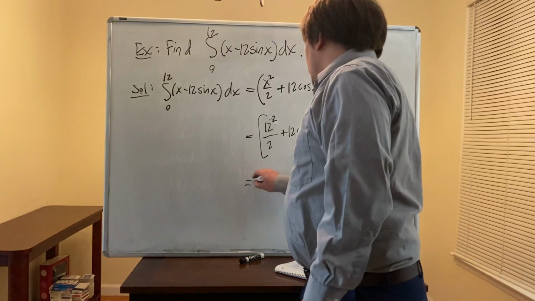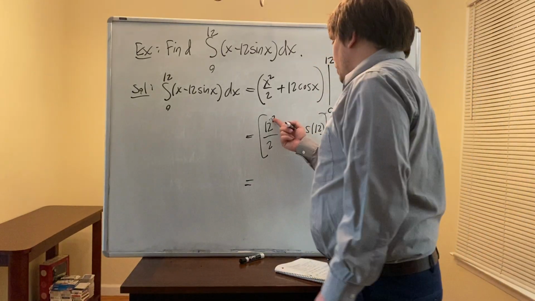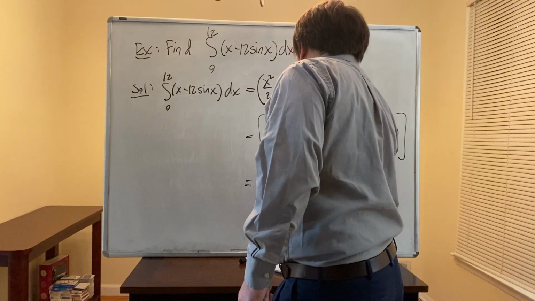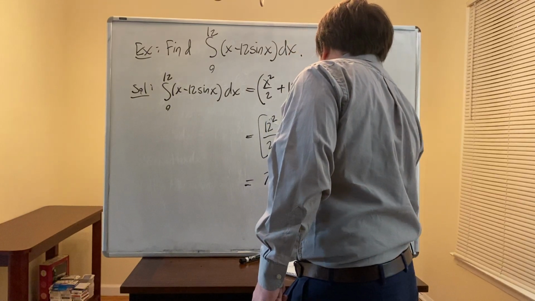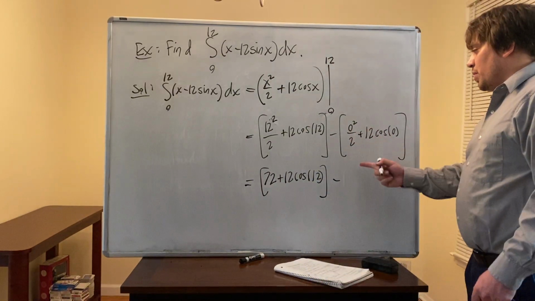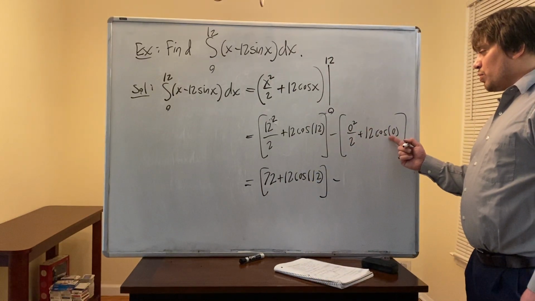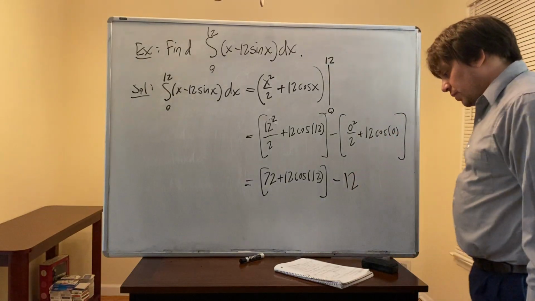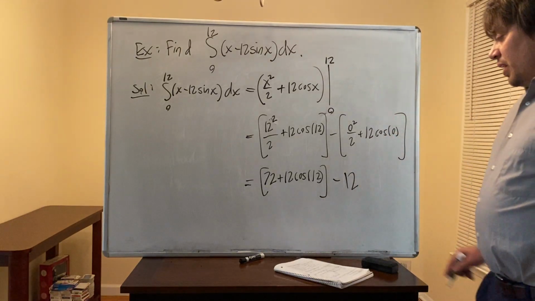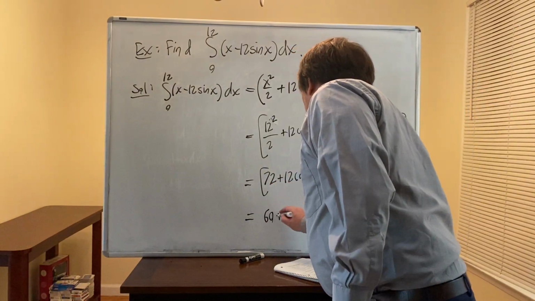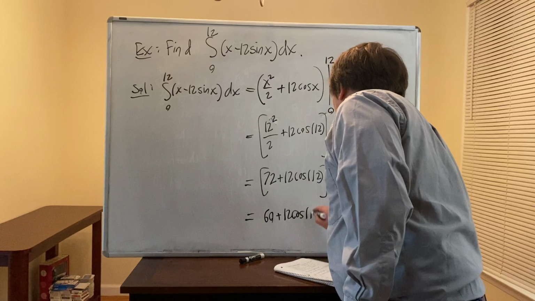Okay, that's equal to 12 squared is 144. 144 divided by 2 is 72. This is 72 plus 12 cosine of 12, minus 0 squared over 2 is 0. 0 plus 12 times cosine of 0. Cosine of 0 is 1, so that's 0 plus 12 times 1, that's 12. It's minus 12. And so the 72 minus the 12 is 60 plus 12 cosine of 12.